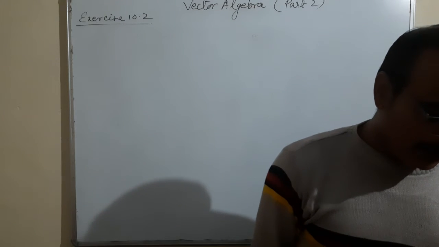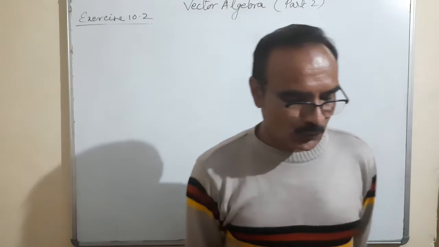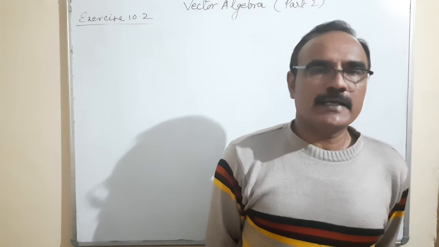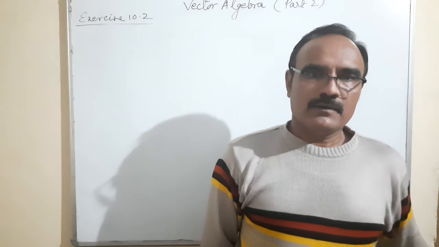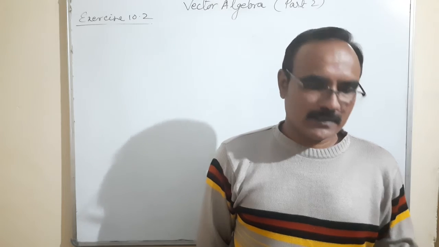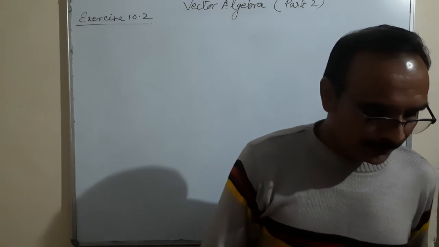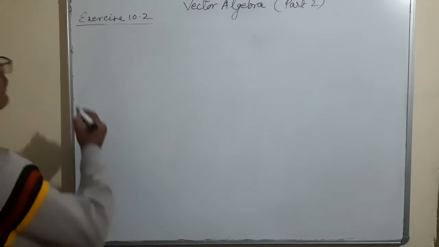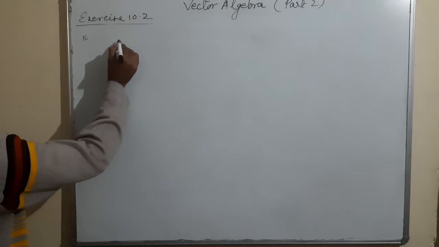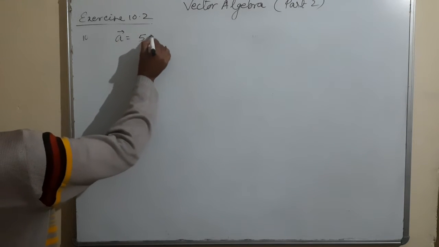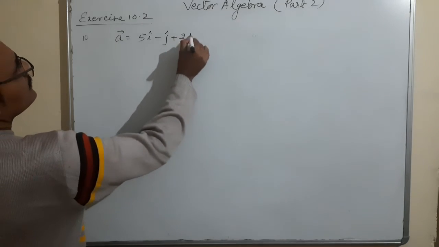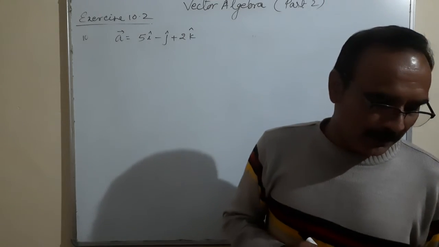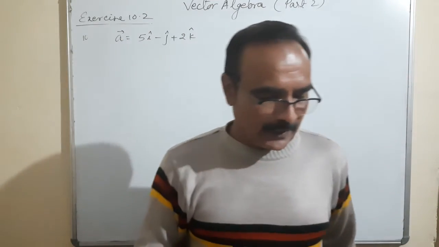Next question number 10. Find the vector in the direction of the vector 5i minus j plus 2k, which has magnitude 8 units. So we'll find the unit vector first and then multiply it by 8. Magnitude having 8 units, what does it mean? We will find the vector. Okay, I am solving this question number 10. It's a different type of question. Find the vector in the direction of 5i minus j plus 2k. Vector A is 5i minus j plus 2k. This is the vector.